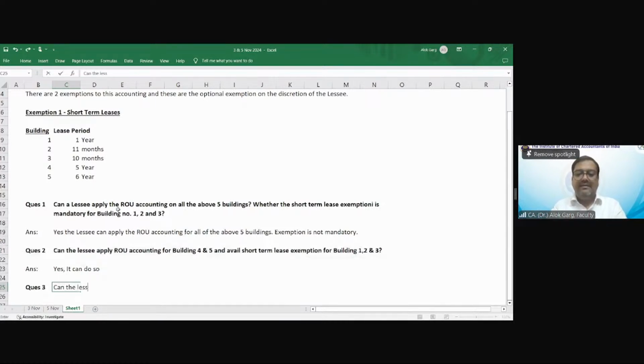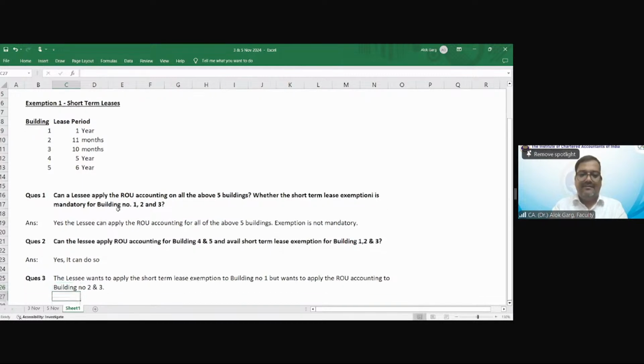Can the lessee apply the short-term lease exemption to building number 1, but apply the ROU accounting to building number 2 and 3? Okay. Is this right? No.